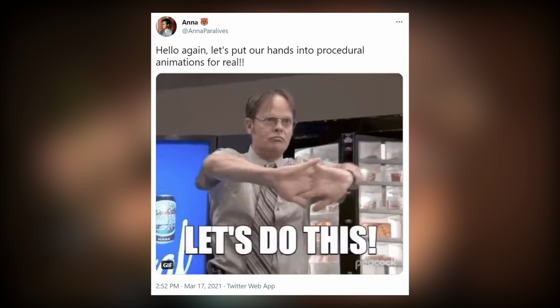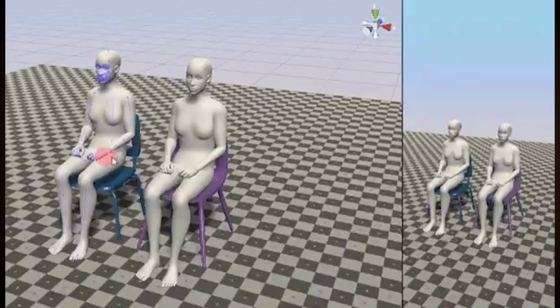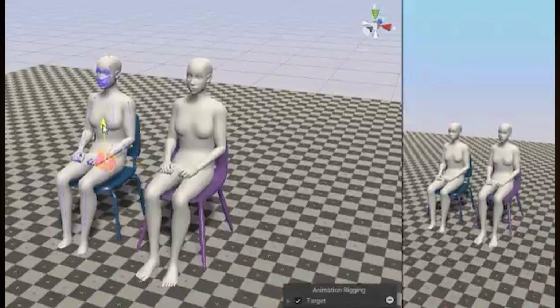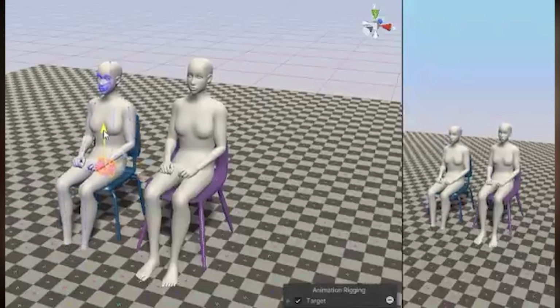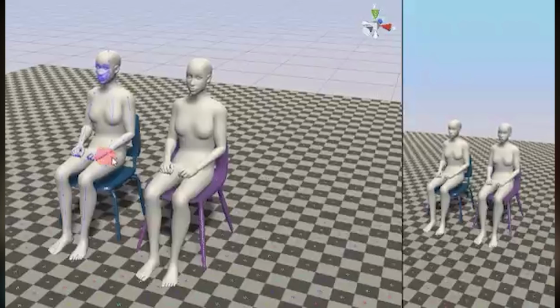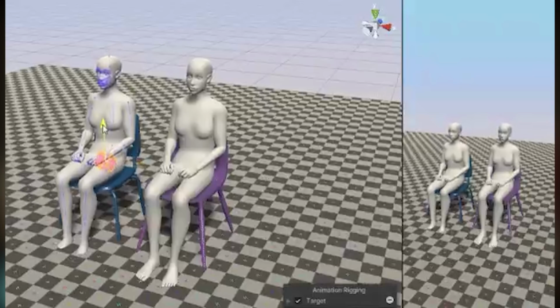Let's do this. One of my first tests to solve the sitting problem was to take procedural control over the hips of the character. Here is a first draft at a procedural target, the little red box, that the hips will eventually be able to reach.